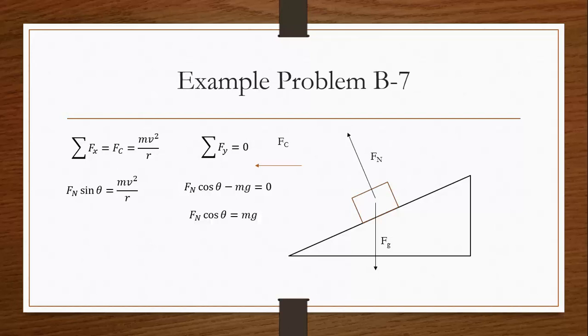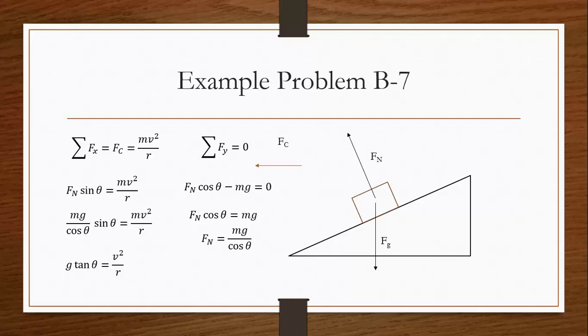So we can actually solve this out. Fn cosine theta equals mg. We can solve it for Fn, substitute it in, and divide both sides by m. Remember that sine over cosine is tangent. And there we go. We have an equation that relates g, v, and r to one another. It's worth pointing out that there's no mass in this equation. Again, it doesn't matter whether you're driving the smallest passenger car or the biggest semi-truck you can think of.